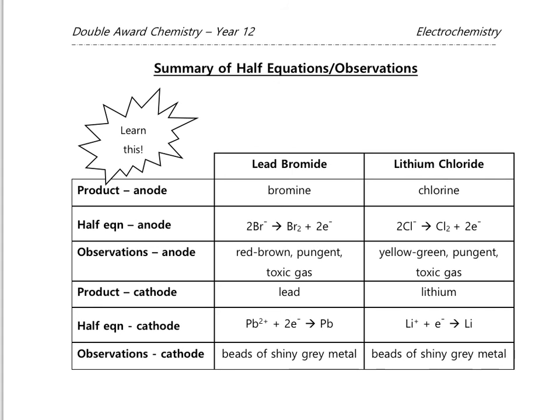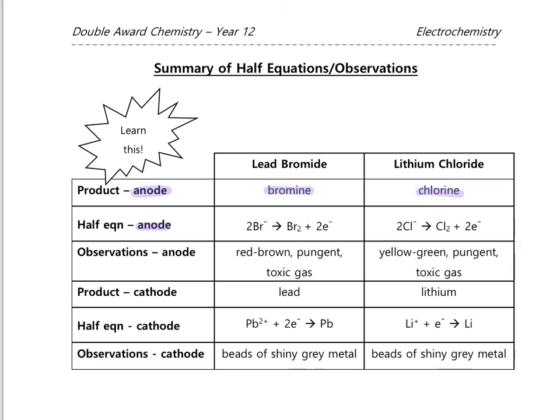So just make sure you know these half equations and observations really well. There's a few things you should notice from comparing these two examples. If we look first of all at our anode, the product at the anode is bromine for lead bromide and chlorine for lithium chloride. So what you should notice is that that's the non-metal.